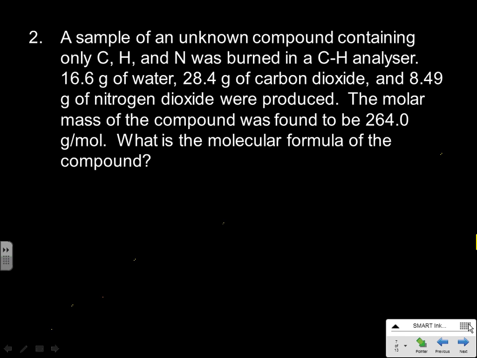This one now has some nitrogen in it. When the nitrogen was burnt in a very hot furnace, this produced nitrogen dioxide, which means we'll just have another equation for the nitrogen. We'll get the hydrogen, we'll get the carbon, we'll get the nitrogen that's in the formula, and again, divide off the smallest numbers.